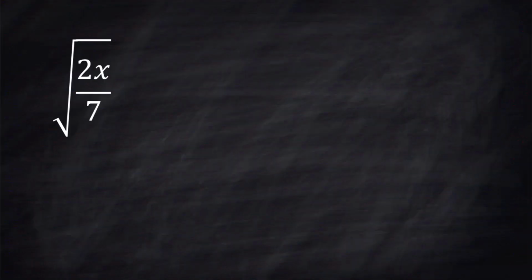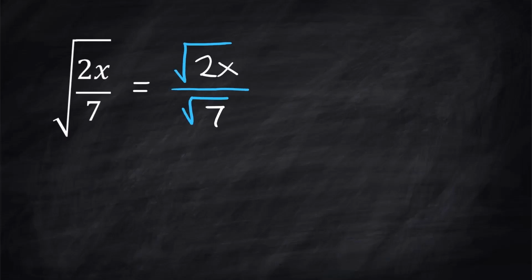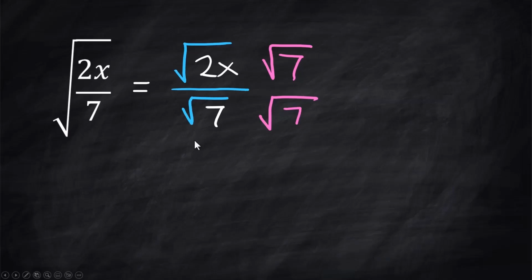Only this time, let's make it a little bit more realistic for your Algebra 1 class. We're going to take the square root of 2x over 7. Well, you start out by taking the square root of the top over the square root of the bottom. Now we're going to rationalize that denominator by taking the top and the bottom times what we see down here. At least for this problem. There's other techniques for rationalizing, but today we're keeping it pretty simple. Square root of 7 times the square root of 7.